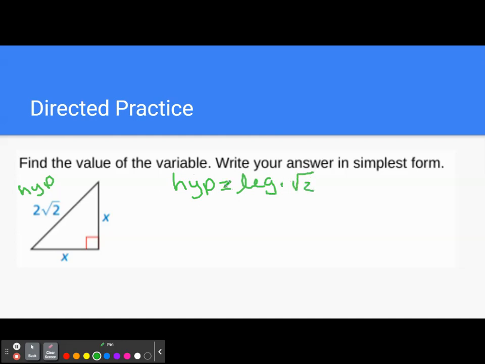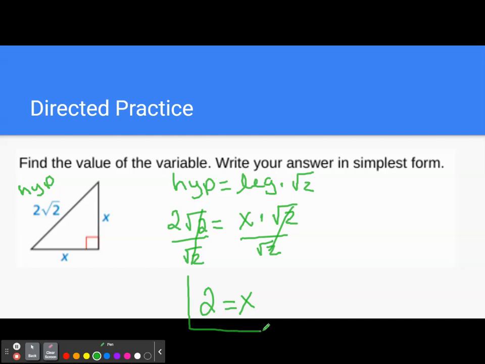Dakota, what am I going to plug in for my hypotenuse? 2 times the square root of 2. And Drake, what am I going to plug in for my leg? Perfect. And Luke, what am I going to do to solve for x here? Divide by square root of 2. And I have to do that to both sides because I have to keep the scales balanced. And Dylan, what happens here? These cancel. What about these over here? And so, Daniel, what's x going to equal? X equals 2. Perfect.